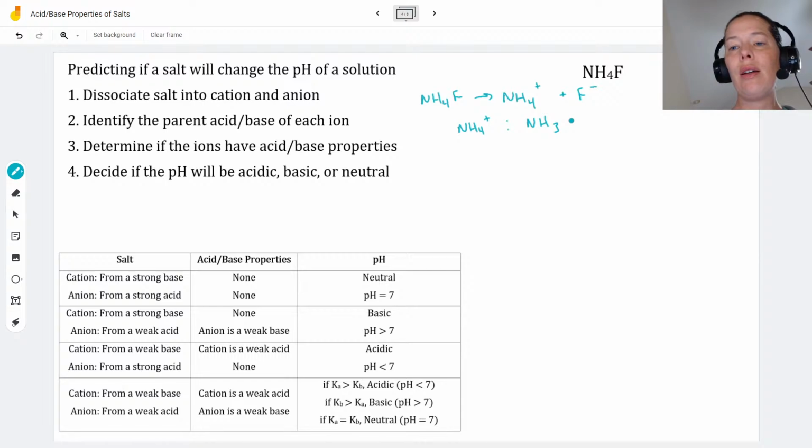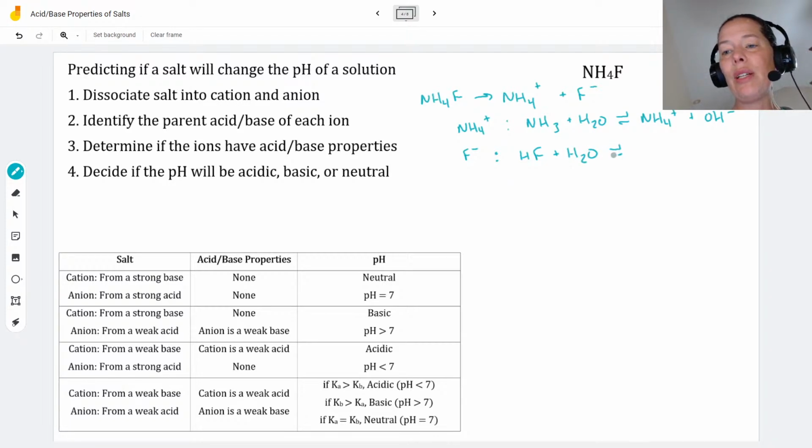from ammonia in water to give the ammonium cation and hydroxide. Again, this is a weak base, so I put it in equilibrium. And for the fluoride anion, this is actually coming from hydrofluoric acid, which is a weak acid. Now what's interesting, and I won't go into the explanation right now, but hydrofluoric acid is the only halogen that's going to give you a weak acid.